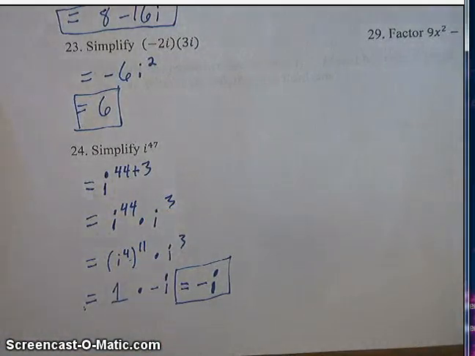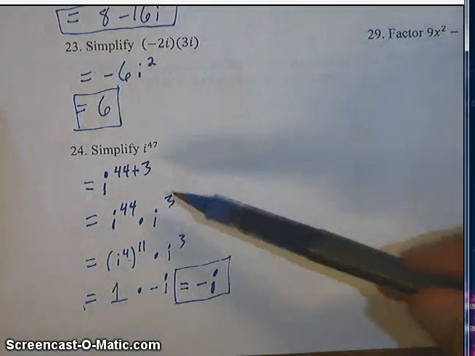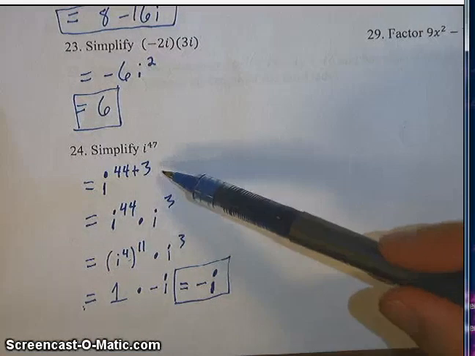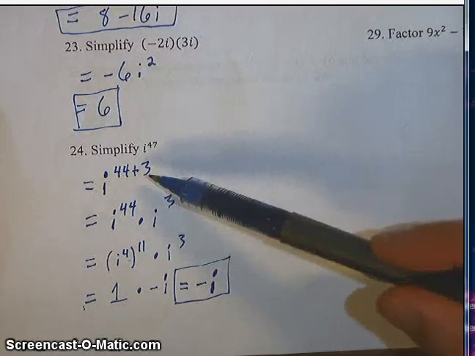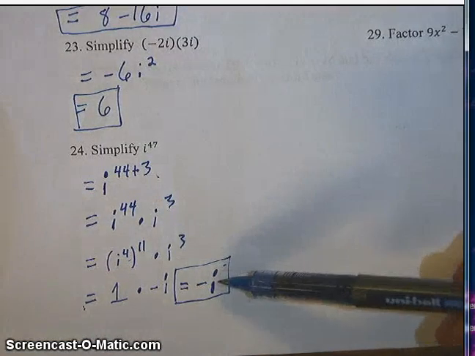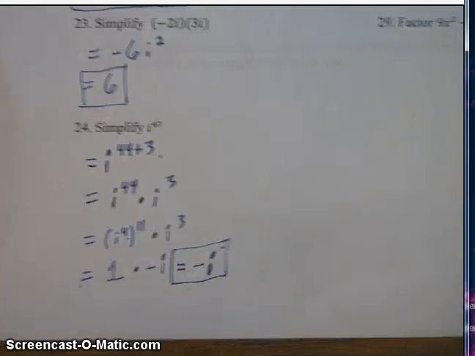So when you're dealing with these problems, think about it in terms of multiples of 4, and what's the remainder? And it's the remainder that's actually interesting. It's the remainder that's going to tell us what the answer is. Let's move on to 25.